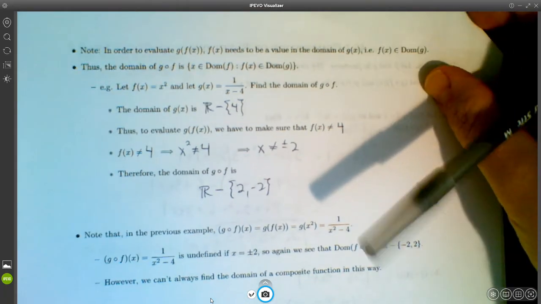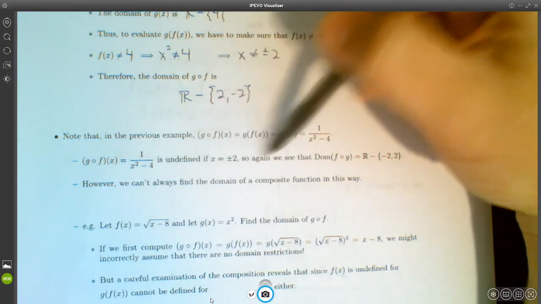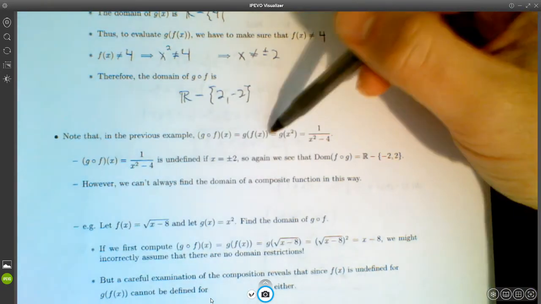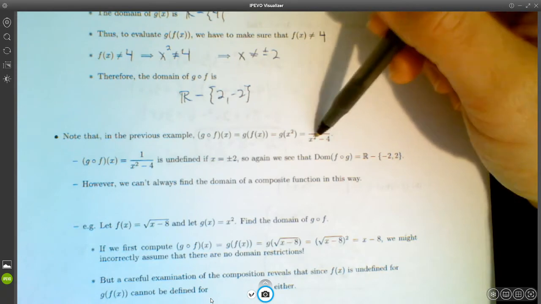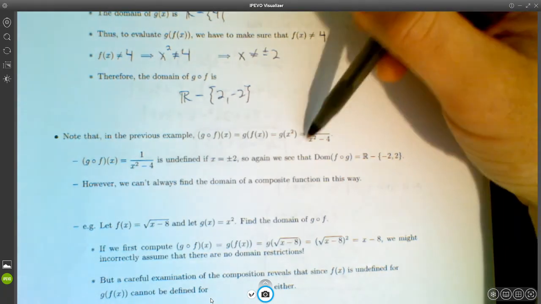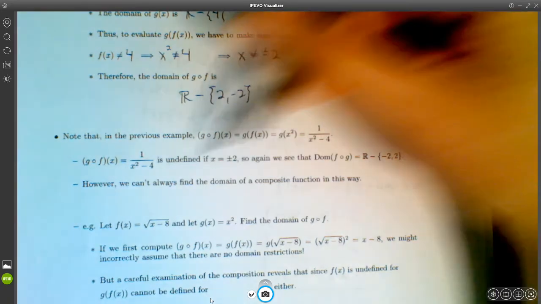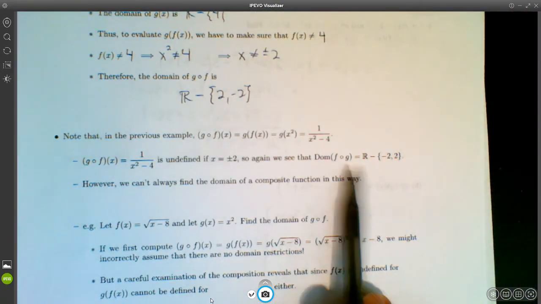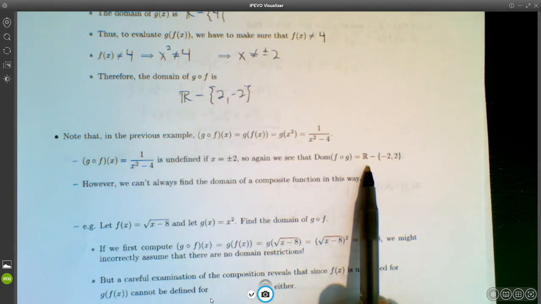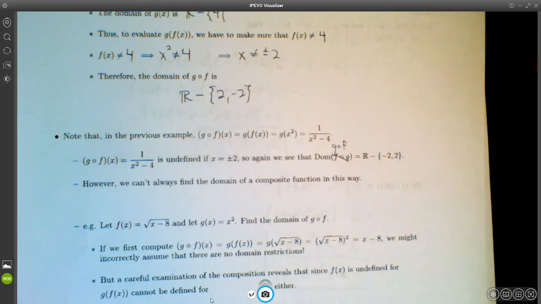Okay. Well, note that in the previous example, if I had just found the composite function g of f of x, it would have been g of x squared. g of x is 1 over x minus 4, so g of x squared is 1 over x squared minus 4. Now, if I wanted to find the domain of this function, I would just say x squared minus 4 is not allowed to be 0. If I solve that, then I see that x cannot be plus or minus 2. And so again, we would get that same answer: the domain of, not f of g, the domain of g of f is R minus negative 2 and 2.